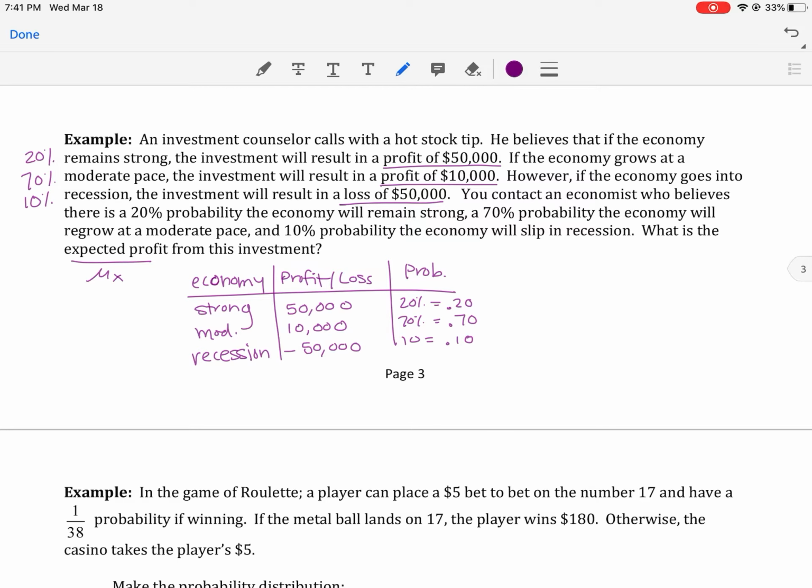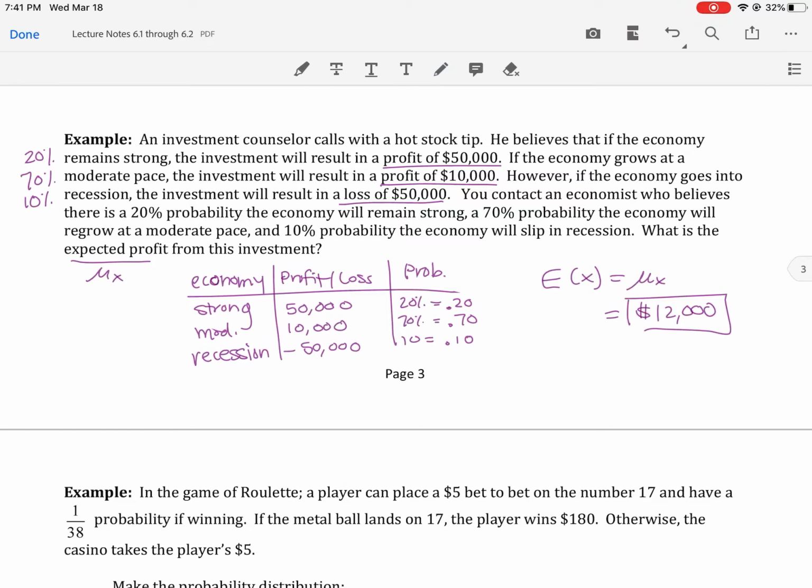All right, I'm going to let you take a moment, maybe pause the video, and type that in your calculator, or if you've got StatCrunch or another online calculator, to figure out what that is. And then the expected value of X, which is equal to our mean in this case, ends up being $12,000.